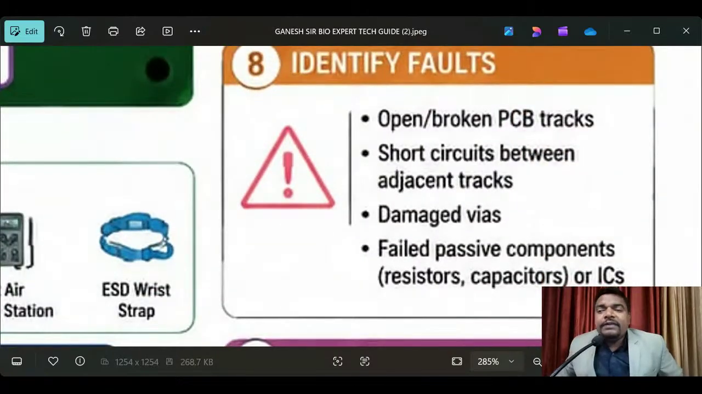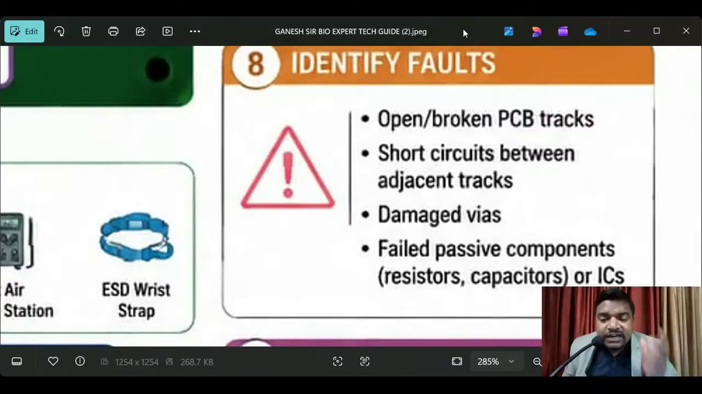Next, identify faults. By tracing the PCB, you find open or broken PCB tracks, short circuits between adjacent tracks, damaged wires, and failed passive components such as resistors, capacitors, or ICs. So why do components fail? You have to know. Why are we doing the tracing? Because you have to find the issues and the defective components to replace. And why did they become defective?